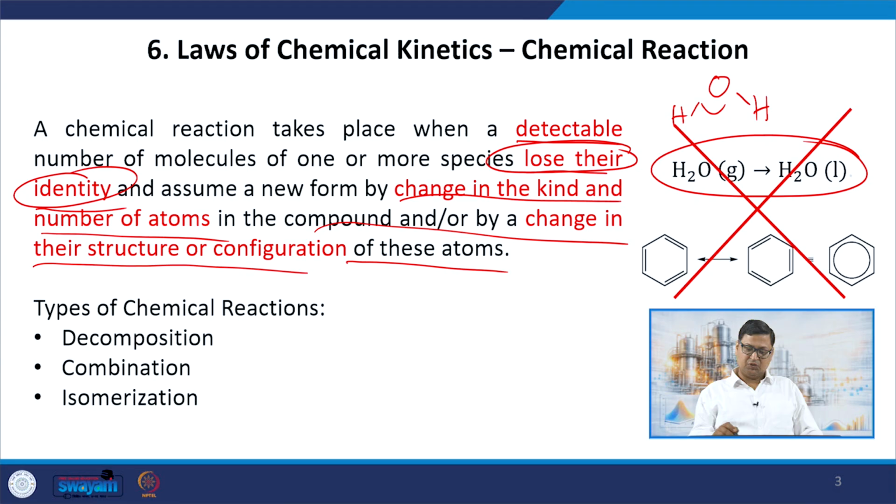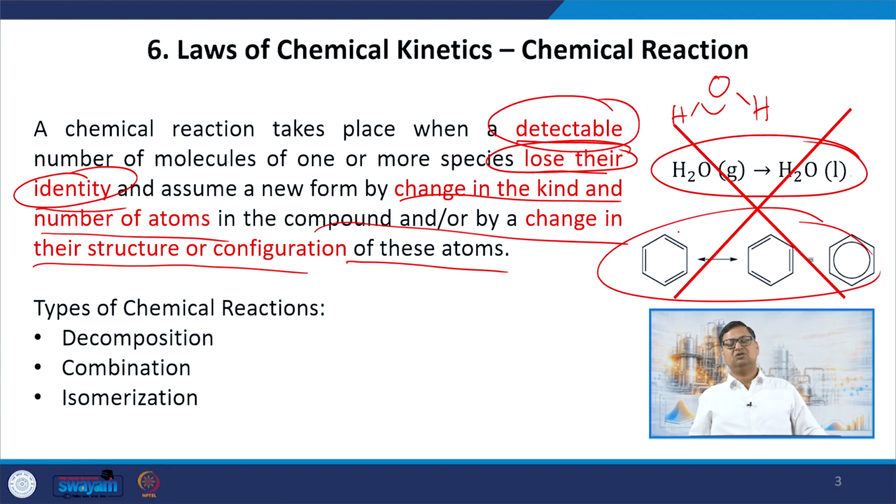Second point, it has to be detectable. If, for example, I do something like this, I can write the benzene ring in various ways because the double bond is kind of delocalized within the ring. So I can write this structure or this structure, and I can in principle define a transition between these two states, but that does not make it a chemical reaction because this kind of a change is not detectable.